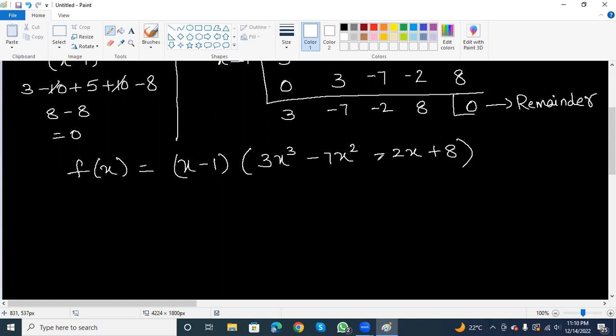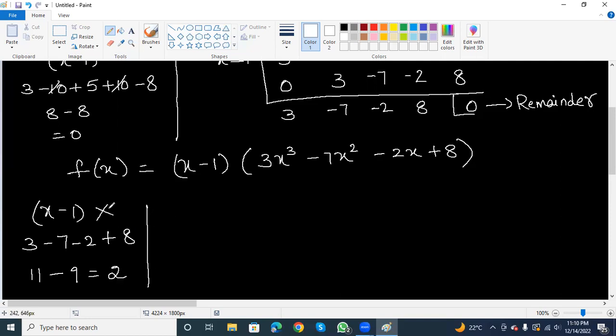So first let's find out at least one factor for this. Let's check whether x minus 1 is a factor or not. For that, the sum of the coefficients should be equal to 0. Take 3 minus 7 minus 2 plus 8. 8 plus 3 is 11. Minus 7, like signs get added, 7 plus 2 is 9. 11 minus 9 is not at all 0. So this is not a factor. Now we need to give a trial with x plus 1. Is x plus 1 a factor or not?